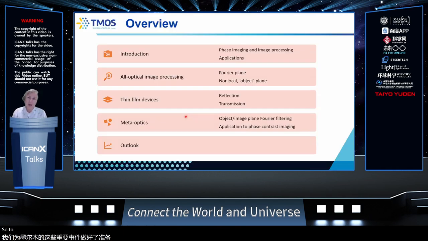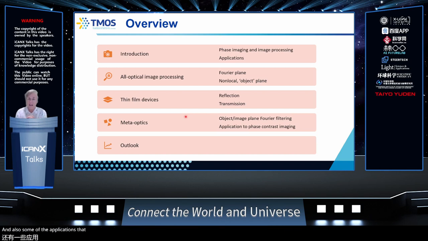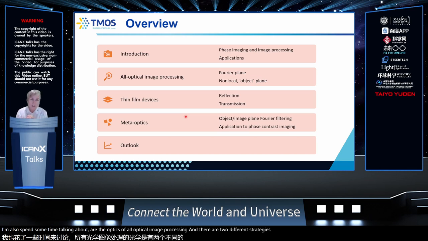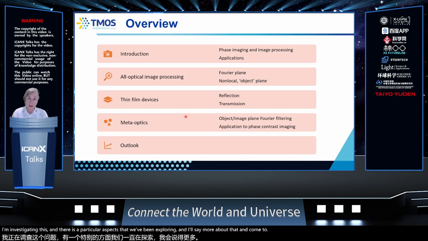So to give you a little bit of an overview of what I'm going to talk about tonight, I'll start off by just explaining a little bit about the context of phase contrast imaging and image processing more generally, and also some of the applications that are influenced by it. I'll also spend some time talking about the optics of all optical image processing, and there are two different strategies that have been explored for investigating this, and there is a particular aspect that we've been exploring, and I'll say more about that when we come to that part of the talk.